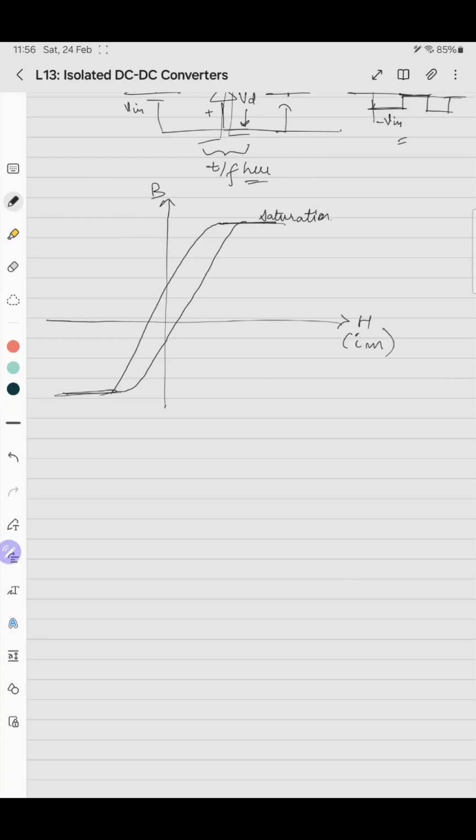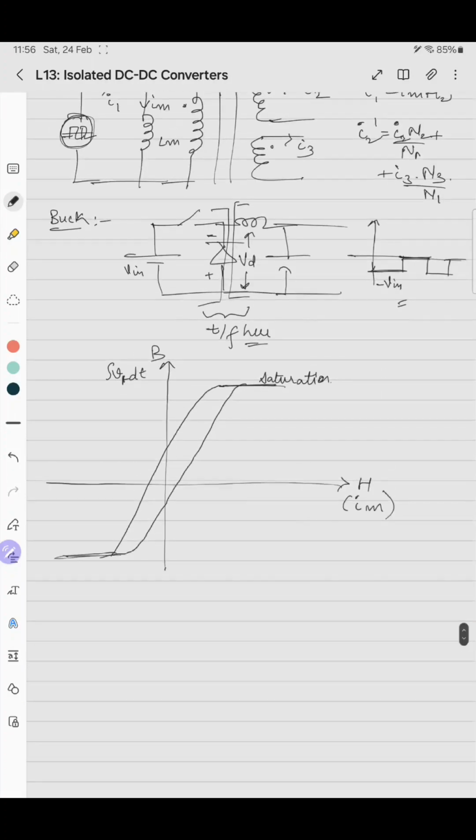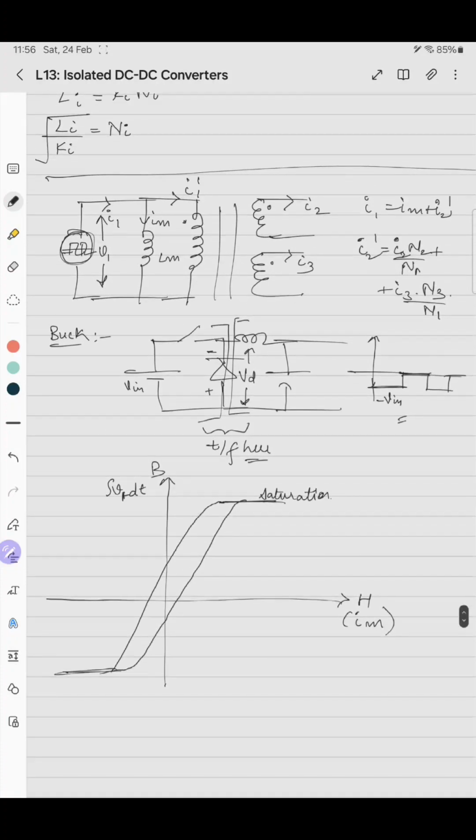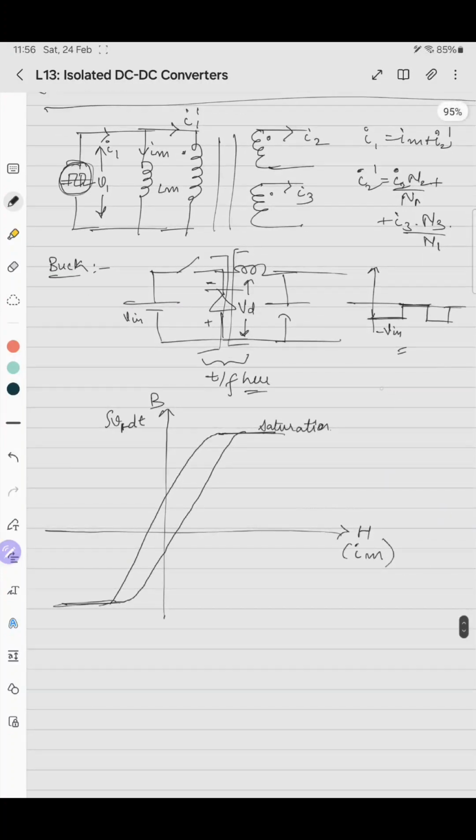And B is a part of the integral of VL dt. Why VL dt? Because say it is V1 dt. This is V1. Basically LM is an inductance, so VLM equals LM dIM by dt, for I2 and I3 equal to 0. So the total primary current drawn is used for magnetizing the core.